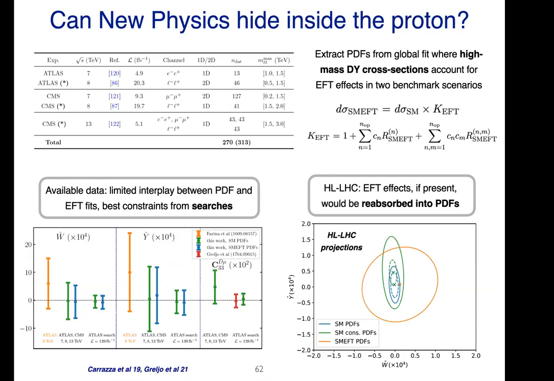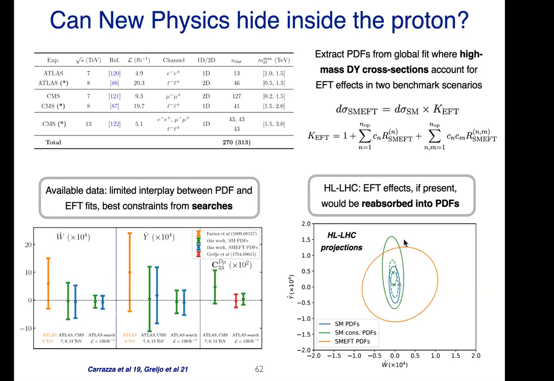For example, in our latest paper, what we do is we take data from high-mass Drell-Yan production, and then we extract the PDFs from a global fit that includes high-mass Drell-Yan cross sections, where we compute the theory in the case of the effective field theory. And then we try to see to which extent the PDFs are different, and they are not. And what we find is that with current data, there is a limited interplay between the PDFs and the EFT fits. So this is not really a worry right now.